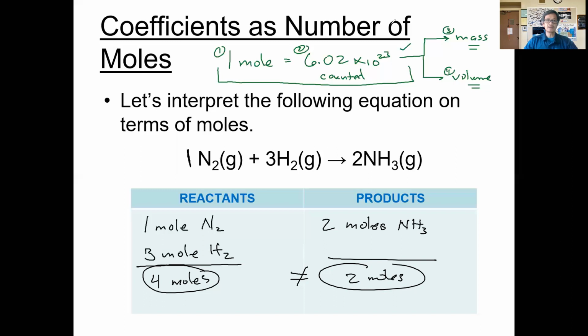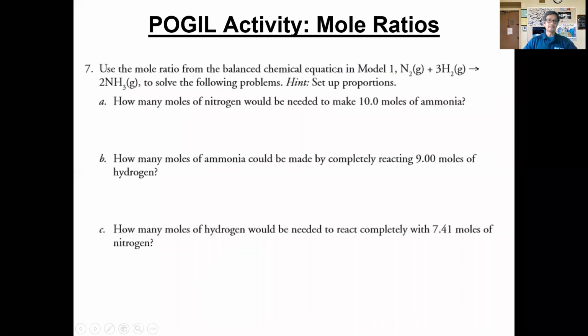Okay, and so let's go ahead and take a look at number 7 in your POGIL activity. So let's go and do that. All right, so where we left off yesterday is we talked about this, and so I'm going to go ahead and write the equation up here again for you. Okay, we have 1 nitrogen, and I'm sorry. Let me go ahead and erase this here. Okay. And so we are taking a look at this equation here again.